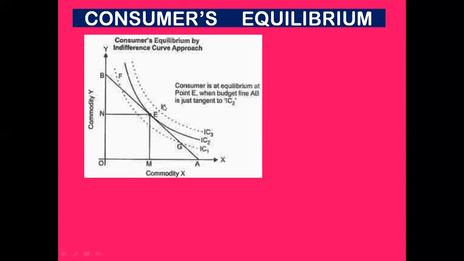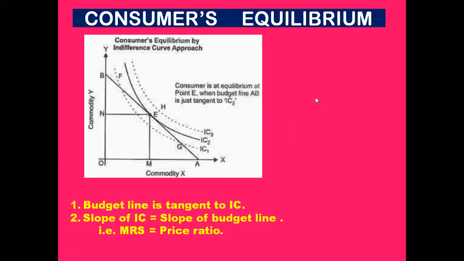So you should explain this also. H is outside the budget line and F and G are affordable, but they lie on a lower IC. So the consumer's equilibrium point is E, where the budget line is tangent to the indifference curve. And at this point, slope of indifference curve is equal to slope of budget line. What is slope of indifference curve? MRS, as I've already explained. Slope of budget line is price ratio. So at this point, consumer's equilibrium, MRS is equal to price ratio.